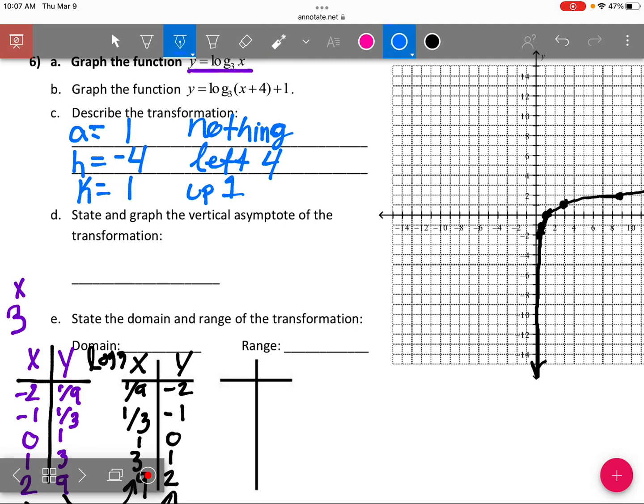All right, so let's look at our asymptote. Think about that invisible wall that goes through logarithms. Where is our asymptote going to be on this transformation function?